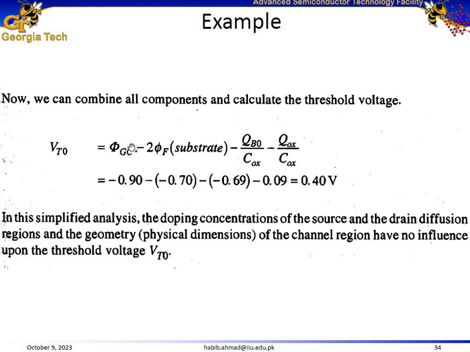Replace these values in this equation for the calculation of the threshold voltage at 0 substrate bias. We get a threshold voltage of 0.4 volts. So that means that for 0 substrate bias, we need to apply a voltage of 0.4 volts at the gate in order to form the channel between the drain and the source for the MOSFET.